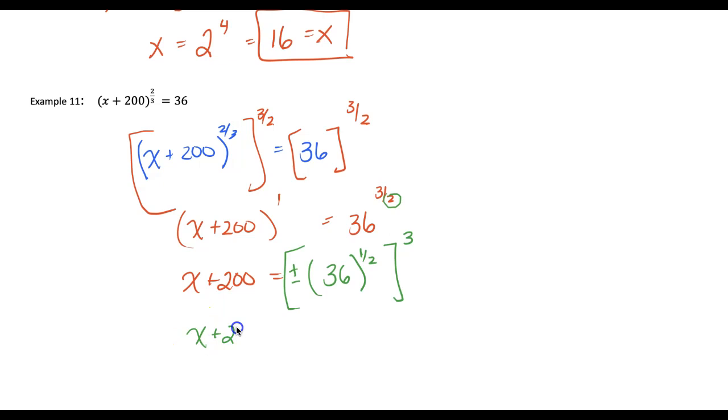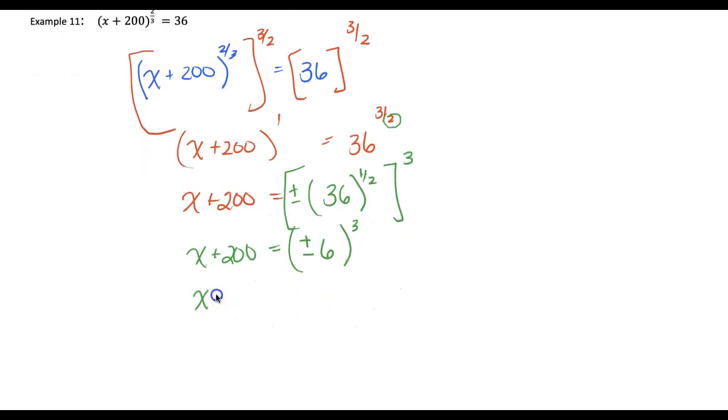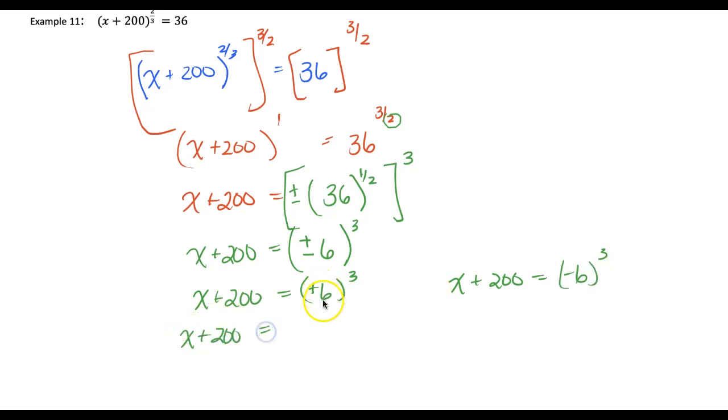So we've got x plus 200 equals 36 to the 1/2 power is 6. So we've got positive or negative 6. And then we're going to cube both of those. So we've got x plus 200 equals positive 6 cubed and we've got x plus 200 equals negative 6 cubed. So x plus 200 equals 6 cubed is 216.